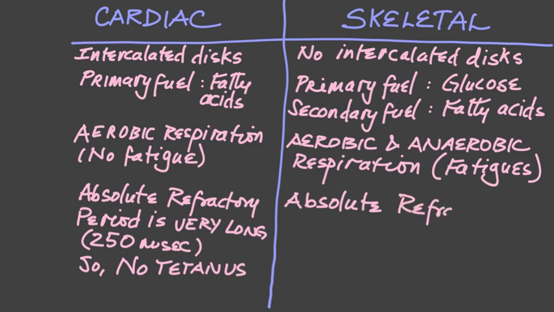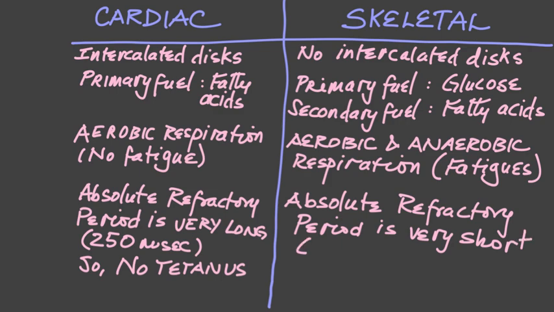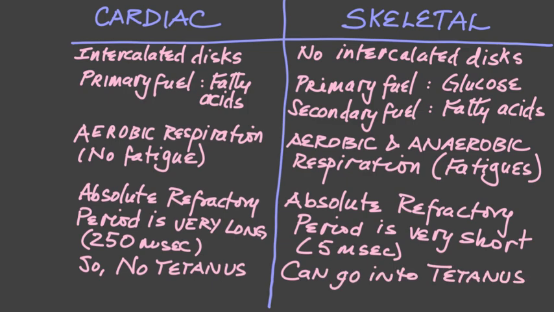The skeletal muscle, on the other hand, has a very short absolute refractory period in its action potential, as a result of which it can go into tetanus. Your skeletal muscles do cramp. We can't have that happening with the heart muscle. If it cramps, it stops.